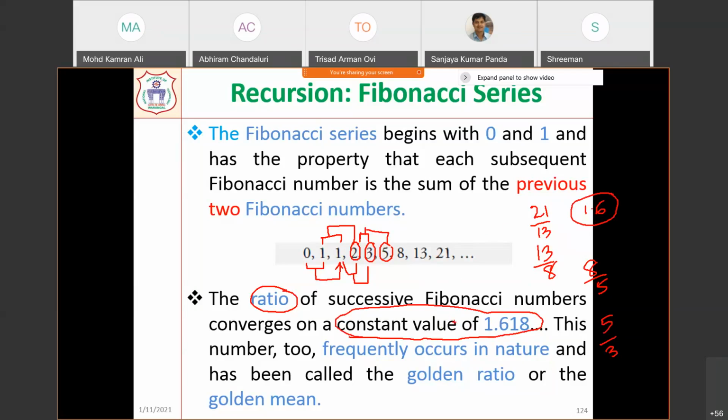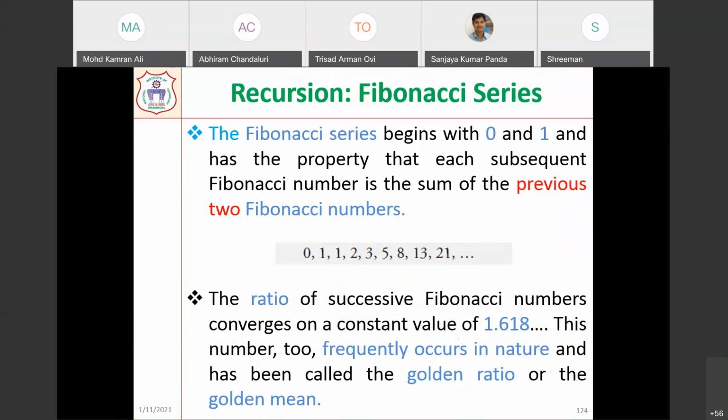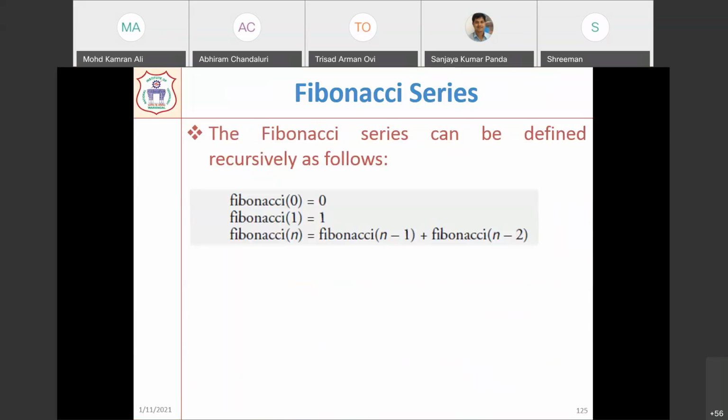Fibonacci numbers frequently occur in nature and have been called the golden ratio or golden mean. This is called the golden ratio or golden mean because the ratio of successive Fibonacci numbers is 1.618. You can check this once using a calculator.